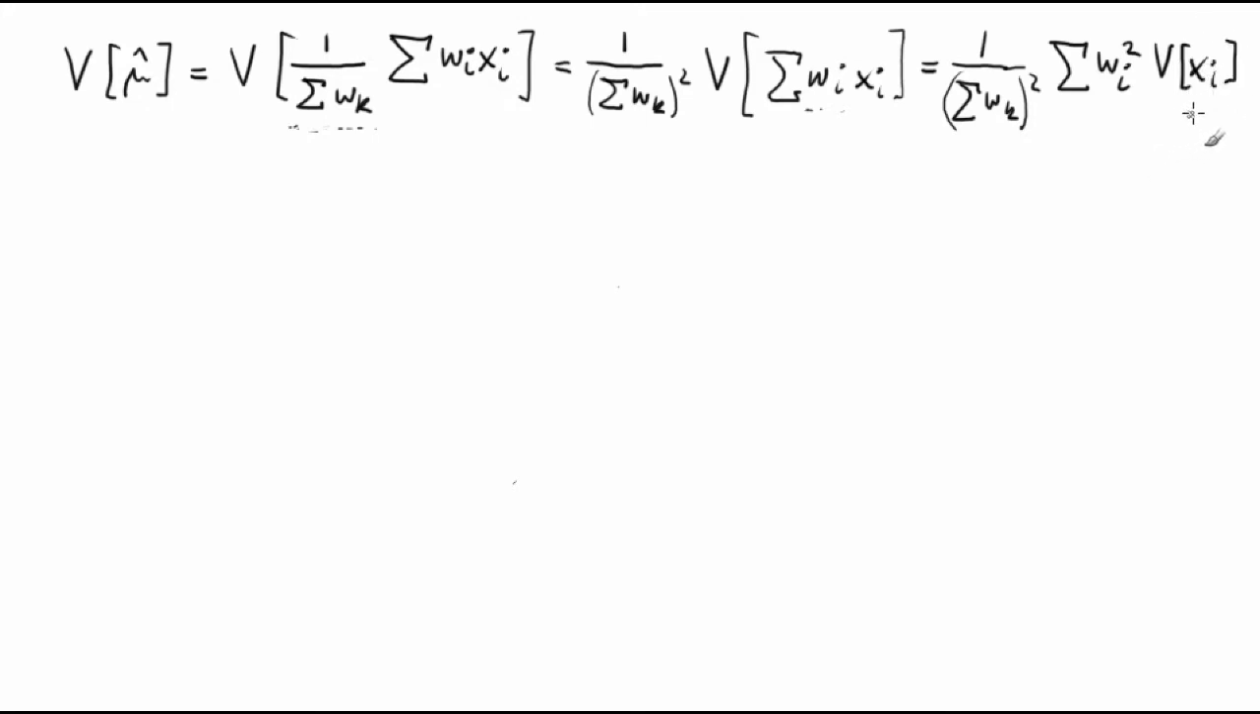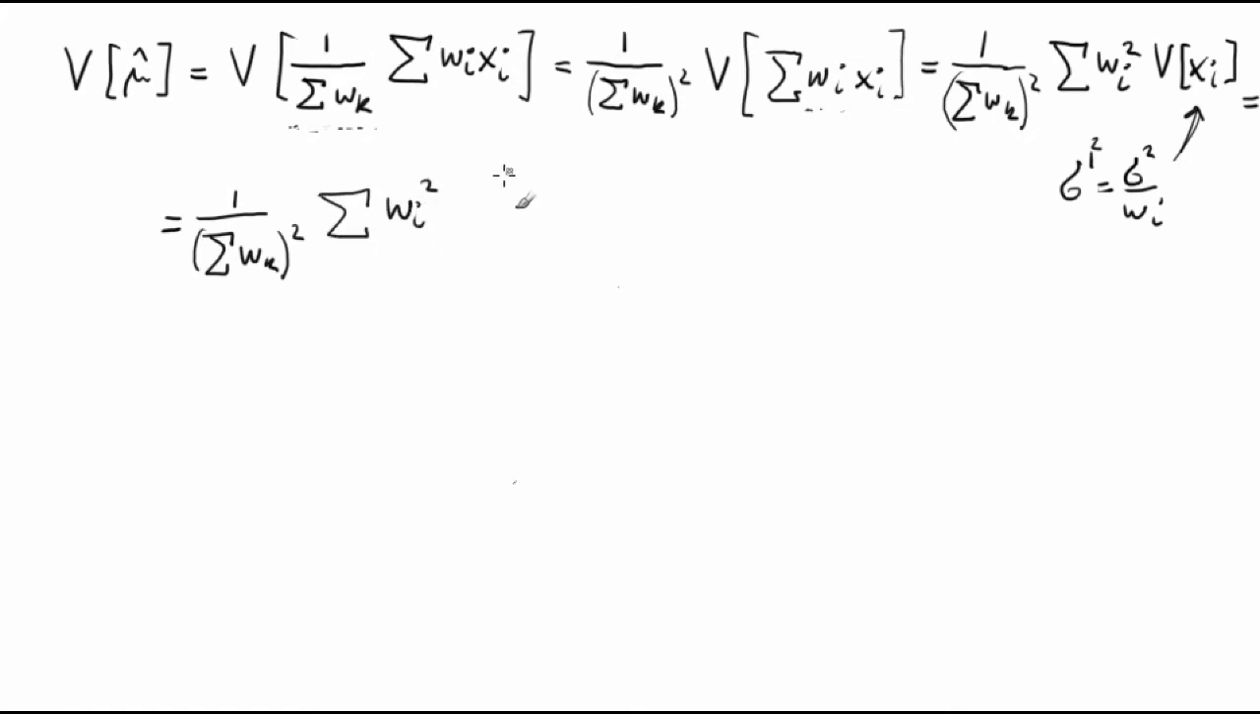Now remember that we consider each variable x_i sampled from a Gaussian raised to the power of w_i. We have written the variance of such a probability density function just moments ago. It's equal to sigma squared over w_i. So we can continue our calculation. The expression equals 1 over the sum of w_k all squared times the sum of w_i squared times sigma squared over w_i. And this equals sigma squared over the sum of w_i.